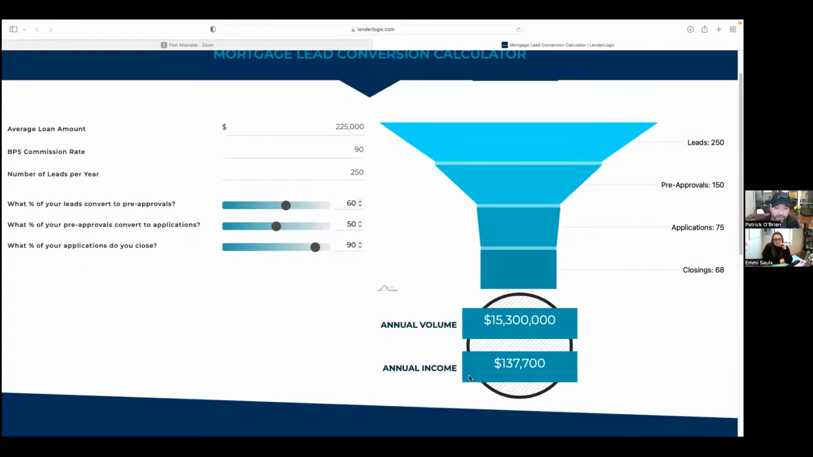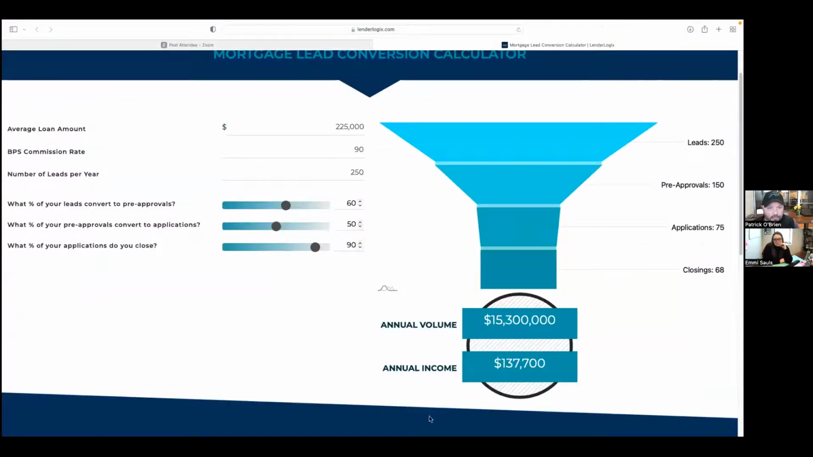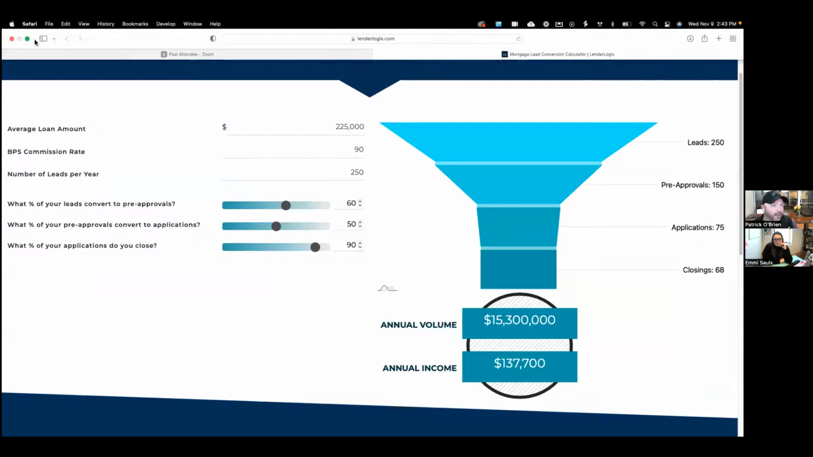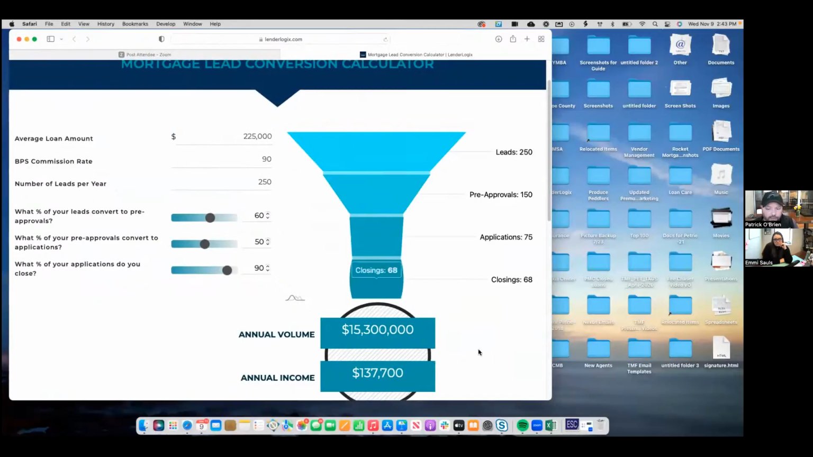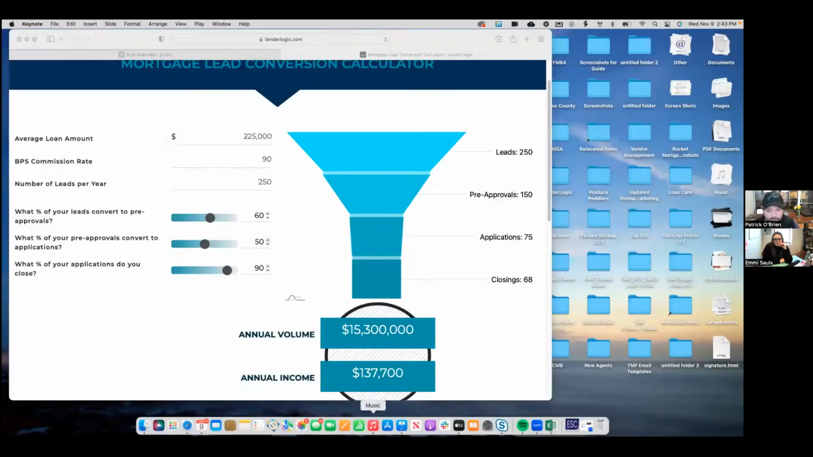We're going to play around with this calculator a little bit to show how we can do better. How can we make more money? How can we do better with fewer leads? That type of thing. So bear with me one second. I just have to pull up my keynote presentation again.